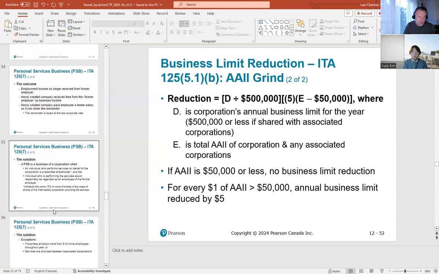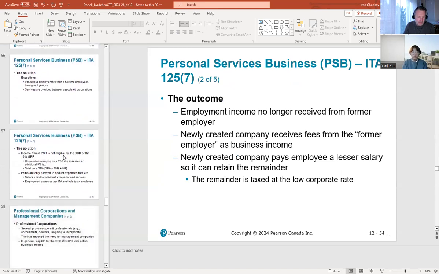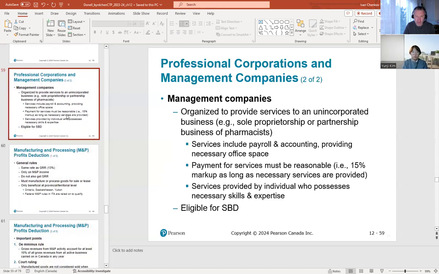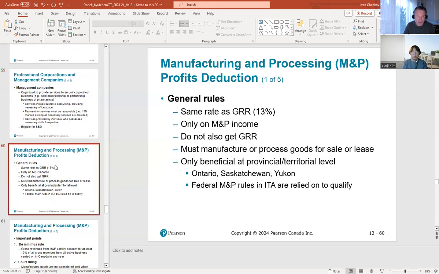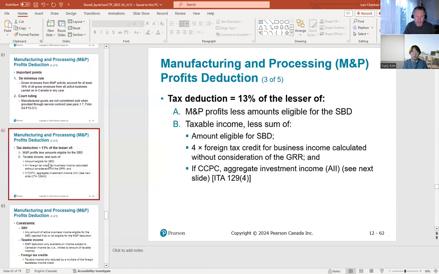I'm trying to find something on personal service businesses, professional corporations, management companies, something where we can apply all those things so we can see the actual application, but I don't see any questions here.